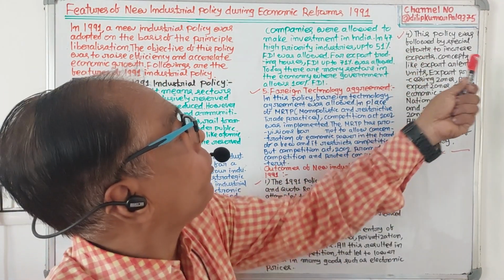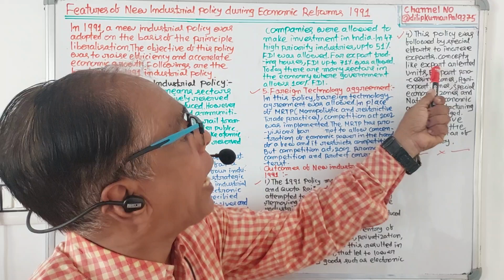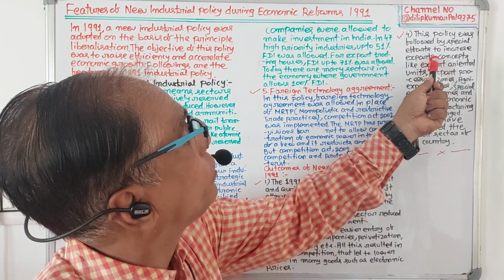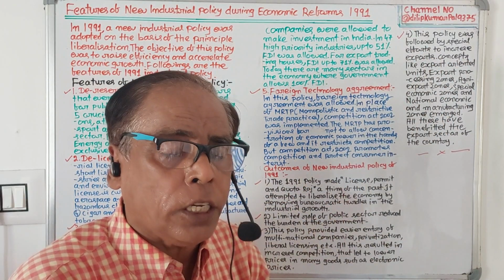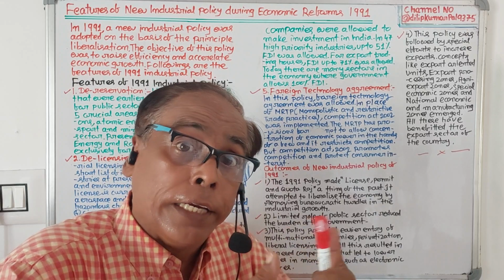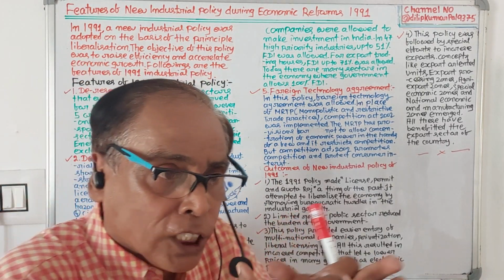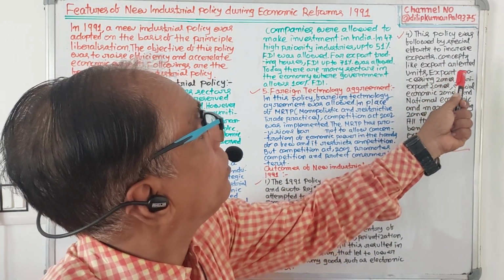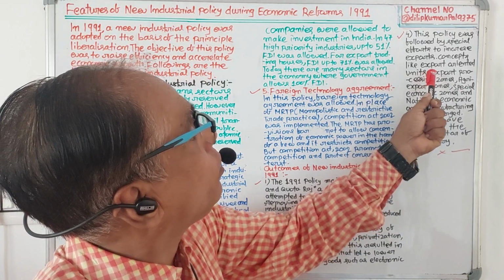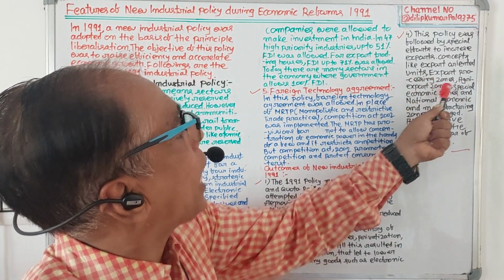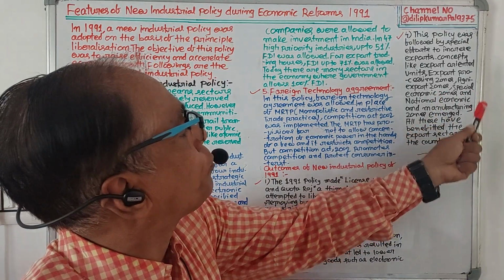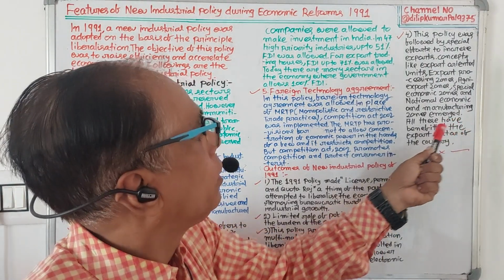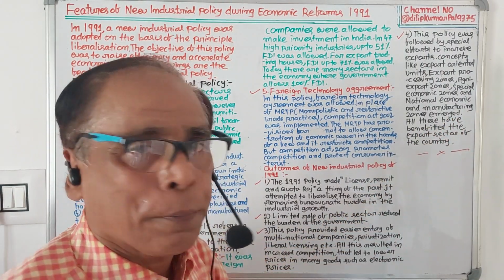Now, number four, this policy was followed by a special effort to increase exports. By this policy, exports were encouraged and exports of the country increased. Concepts like export-oriented units, export processing zones, agri-export zones, special economic zones, and national economic and manufacturing zones emerged. All these have benefited the export sector of the country.